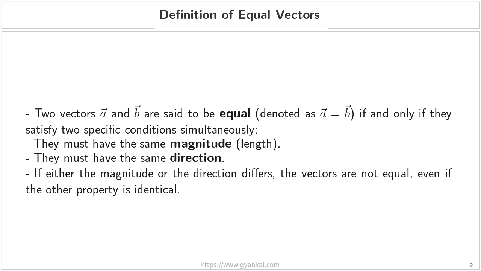It is very important to remember that these two conditions are not optional. They must both be met. If even one of these properties is different, for instance, if they have the same length but point in different directions, or if they point the same way but have different lengths, then the vectors are not equal. As we will see in the next slide, the actual starting position of these vectors doesn't change this rule, but the magnitude and direction must remain identical.